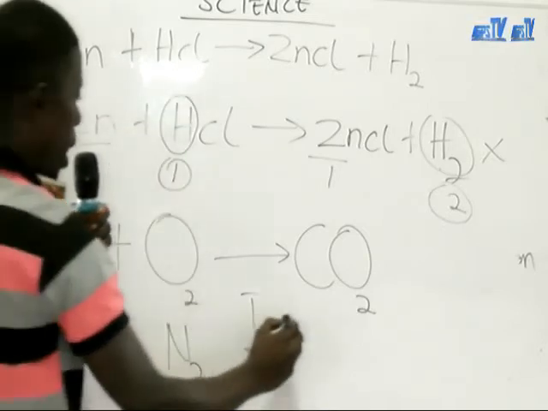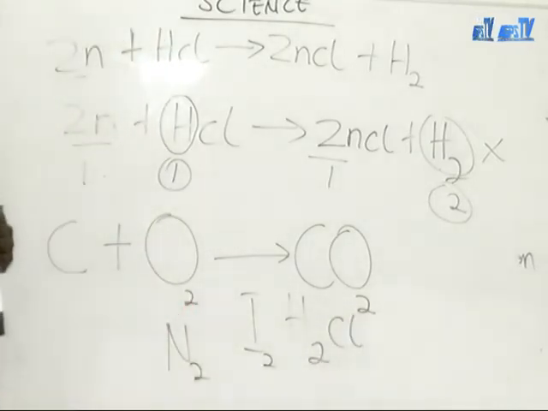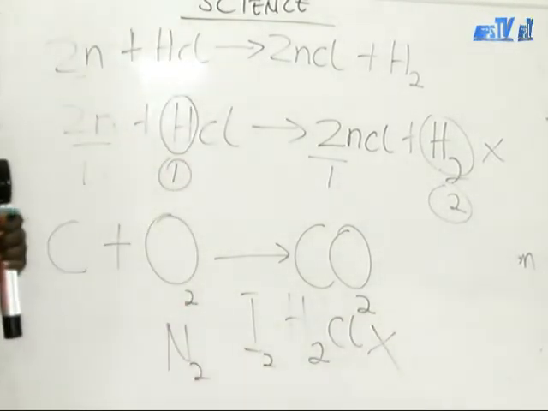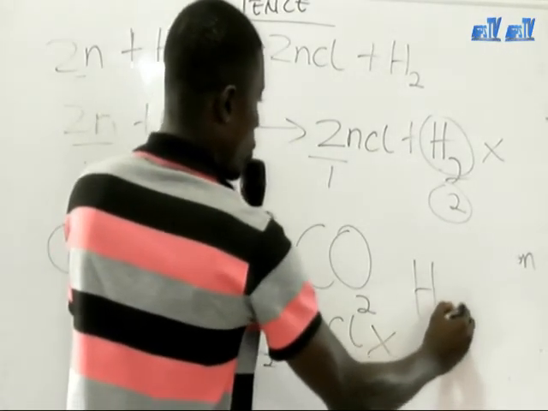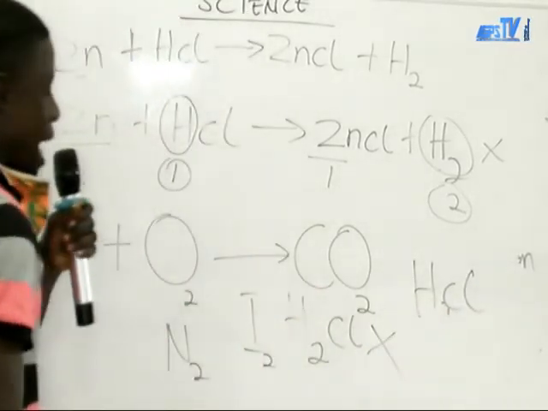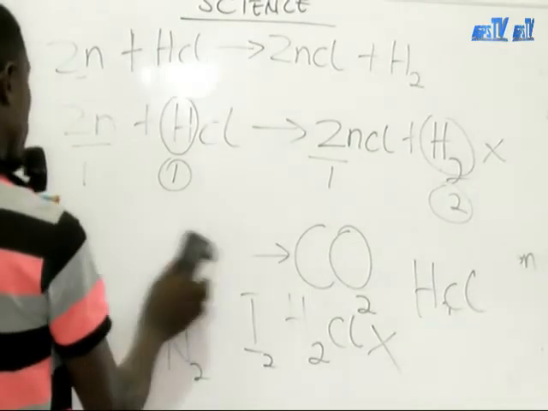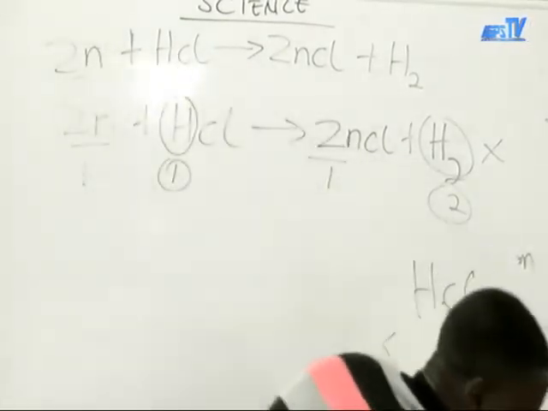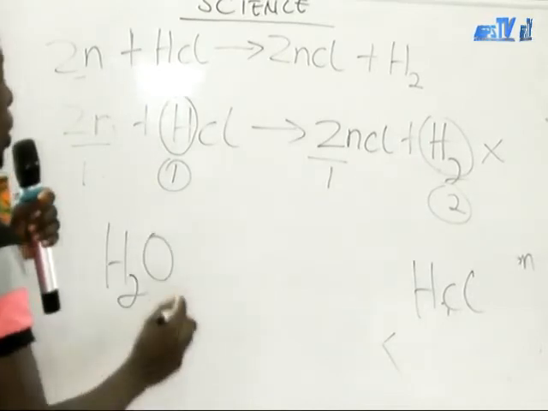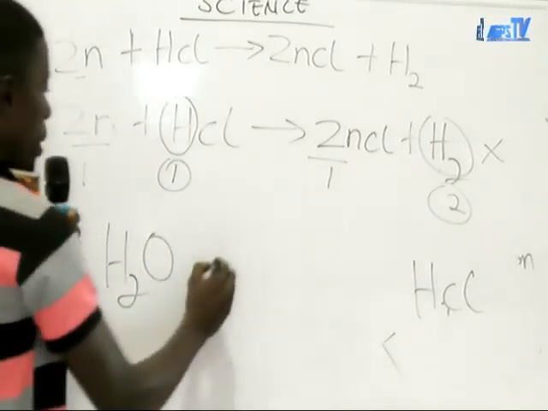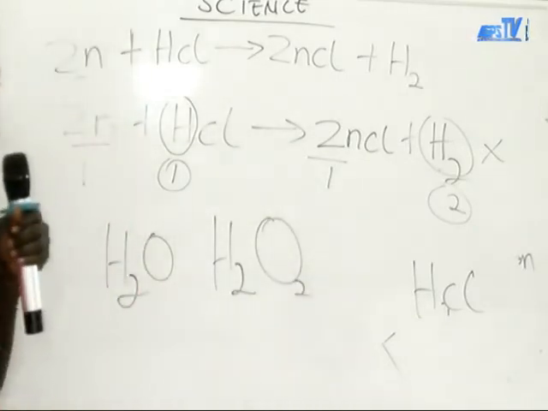We don't have any compound that looks like H2Cl. This one too is wrong. The chemical formula for hydrochloric acid is HCl. Like the chemical formula for water, if you go to China, it is H2O. If you go to the US, it is H2O. We don't have a chemical formula for water being H2O2.